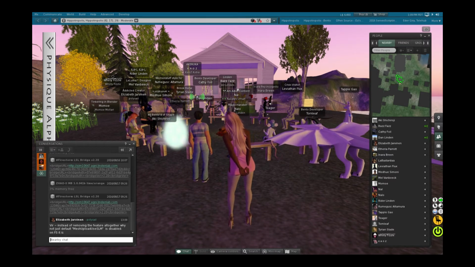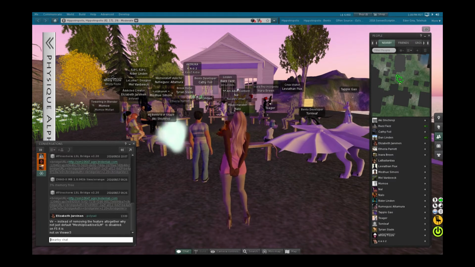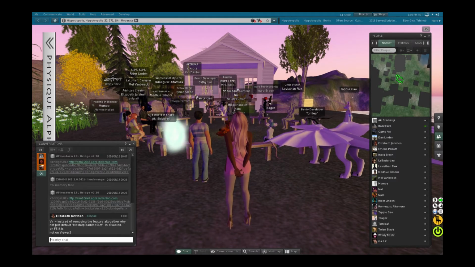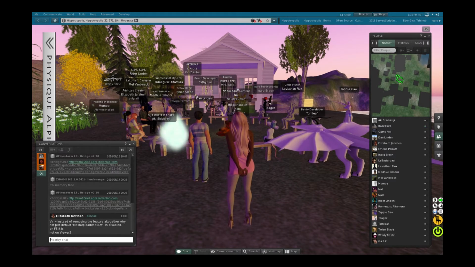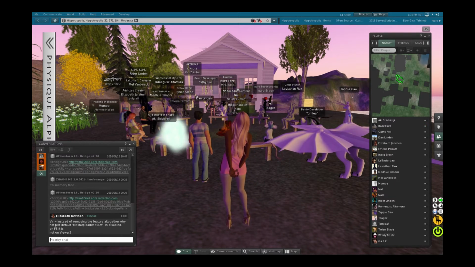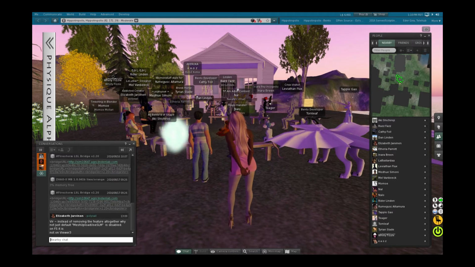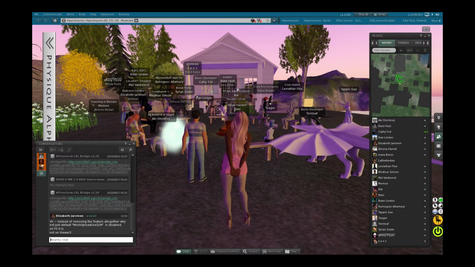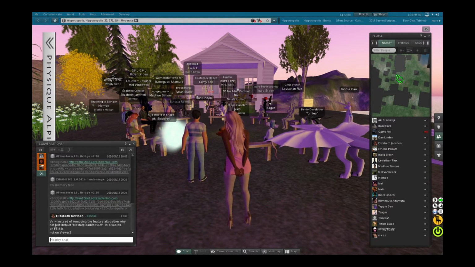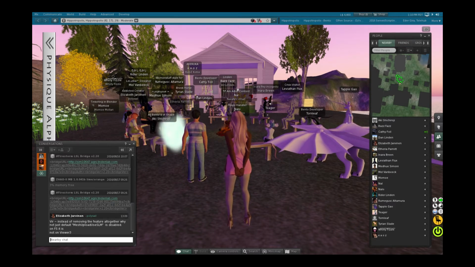Not on Firefox viewer. It's been... or Firestorm, sorry. I don't think... They're not disabled in the Bento viewer. Yeah, definitely need to disable them because they do cause nothing but confusion.